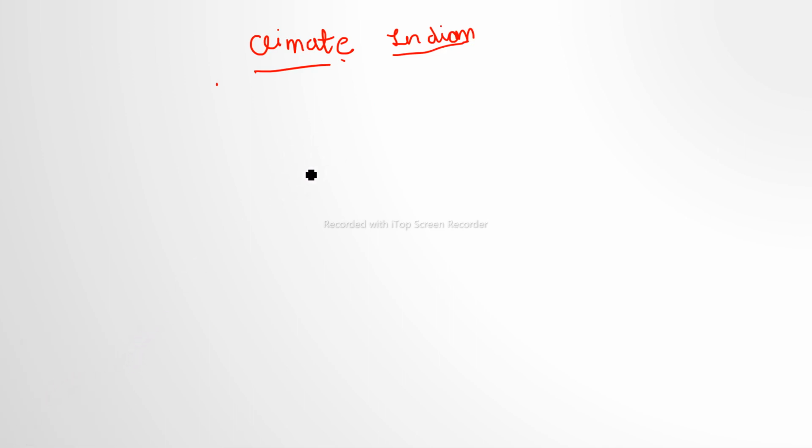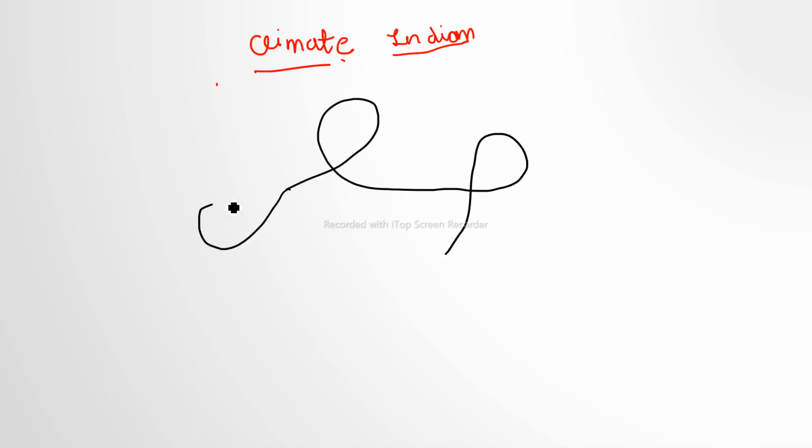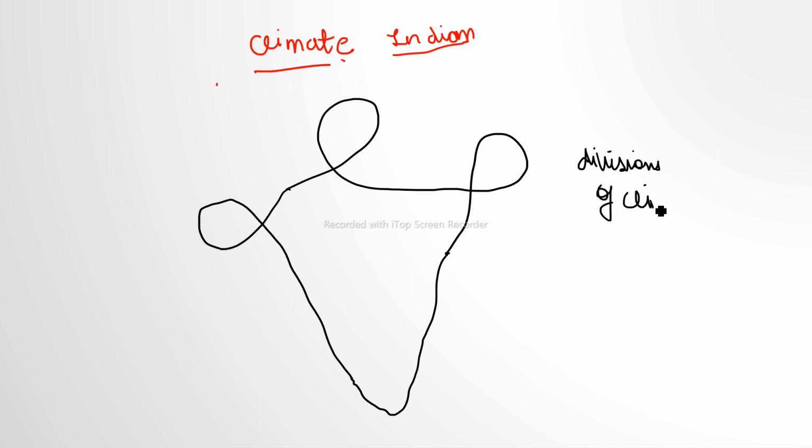So when I talk about India, let me draw a rough map just to explain it to you guys. If I talk about the various divisions of climate: first of all, what is climate? I think you know that climate is a particular kind of temperature or other physiological conditions for a larger period of time. That is called climate.